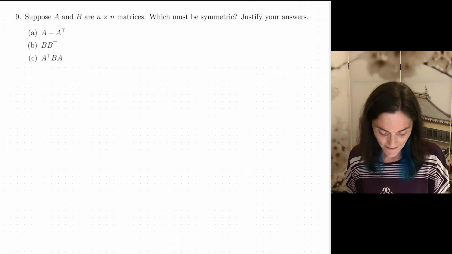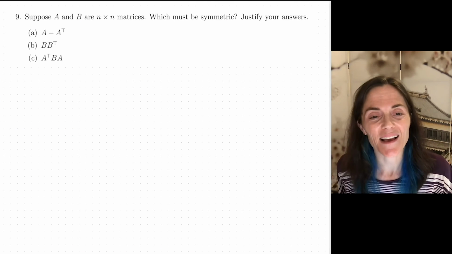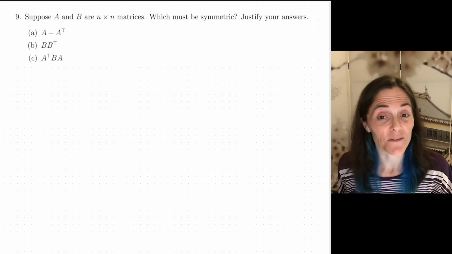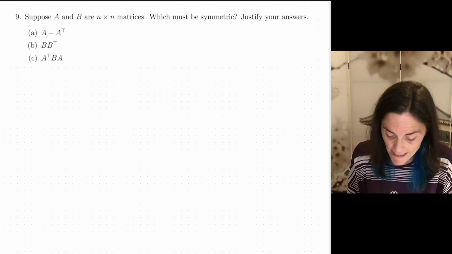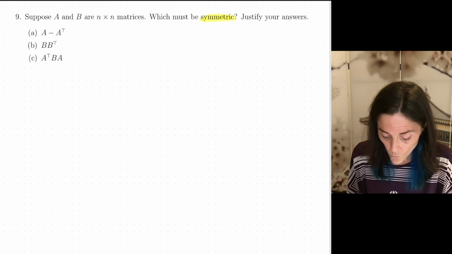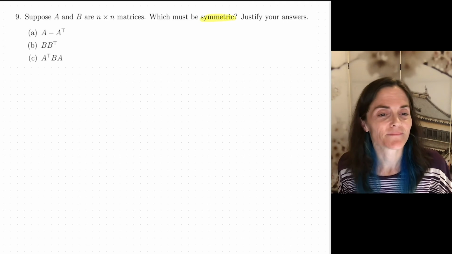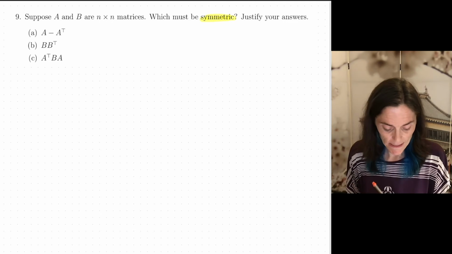And the question is here. So suppose A and B are n by n matrices. They can be any n by n matrices, they do not have to be symmetric. And we need to justify which ones of these must be symmetric, okay? And we have 3 different matrices.